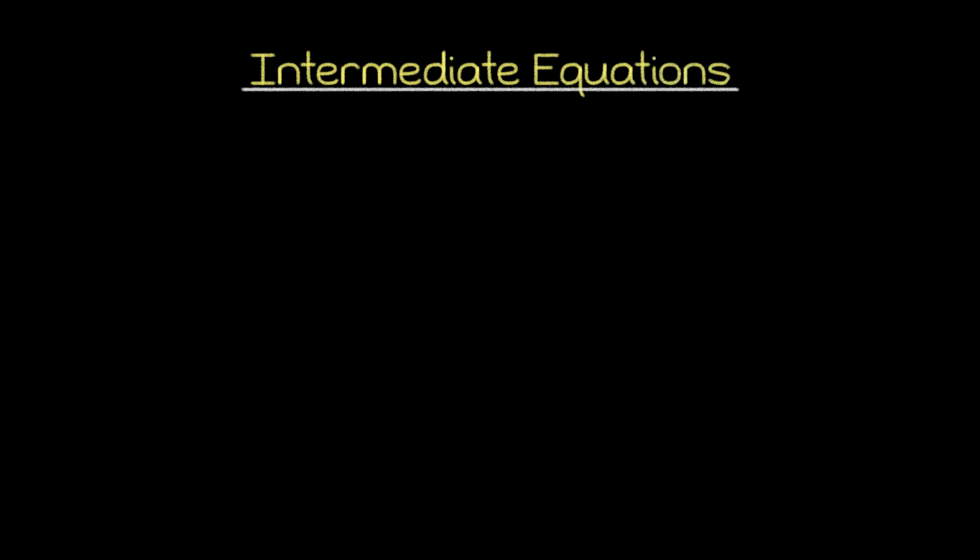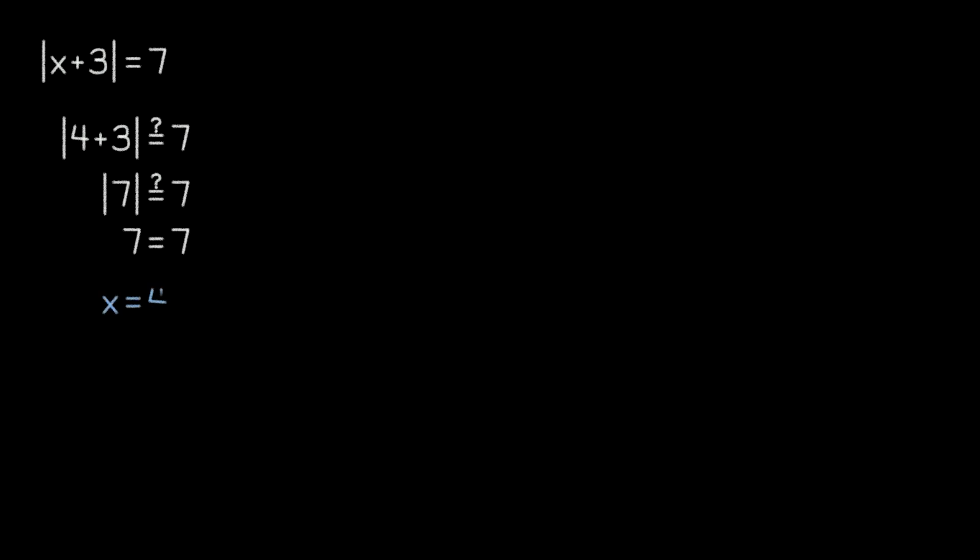Now that we've gone over the basic types of absolute value equations, let's add some extra steps to our equations and see how that goes. We'll start with an example that looks similar to one of the problems that we did on the last screen. And there may be an answer here that jumps out at you. 4. If we plug that into our equation, we can quickly see that 4 is indeed a solution. So we have an answer to our equation.